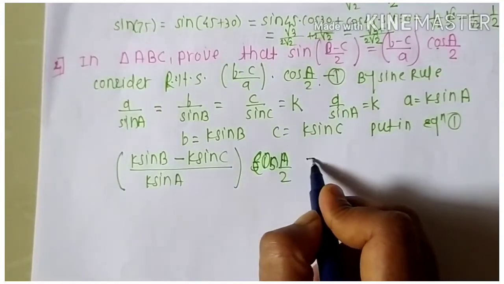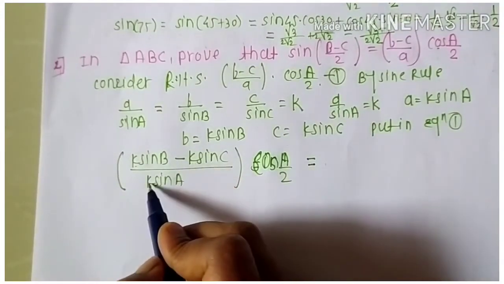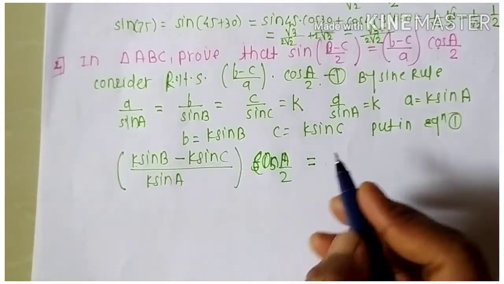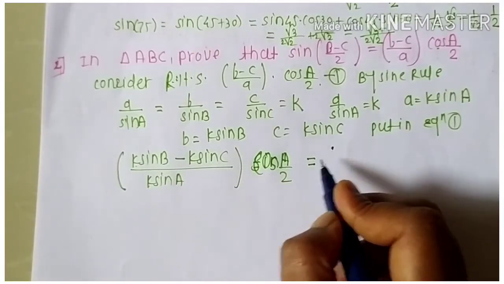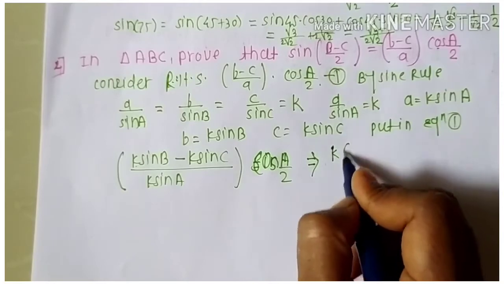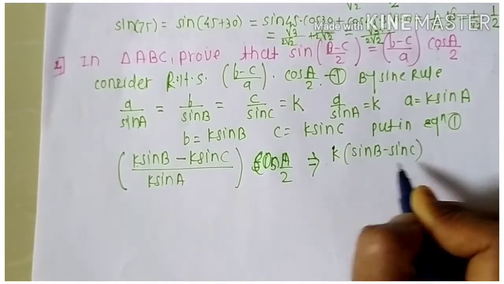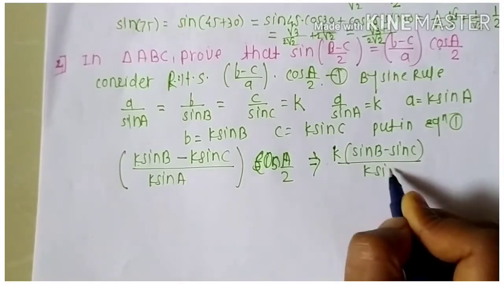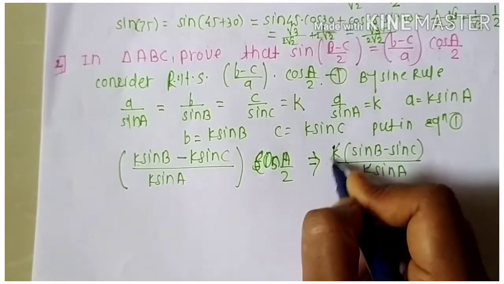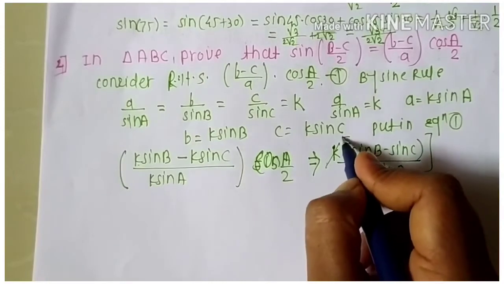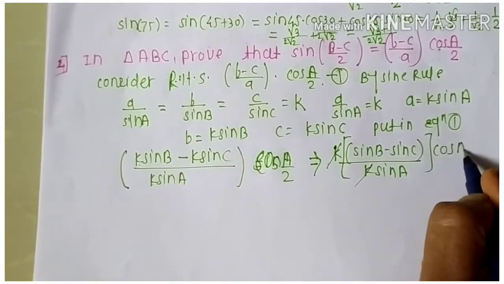Then in the numerator, we take k outside. That means if we take k outside, then we have k times (sin b minus sin c) divided by k times sin a. Then this k gets cancelled, and the term is cos a by 2.